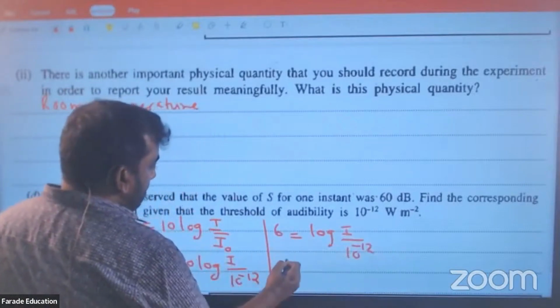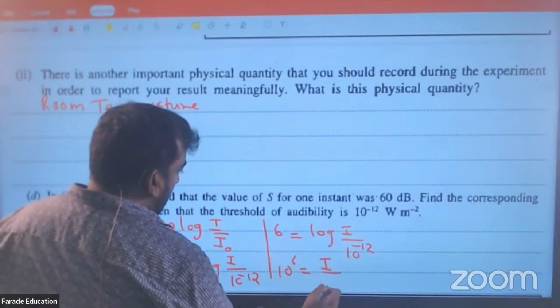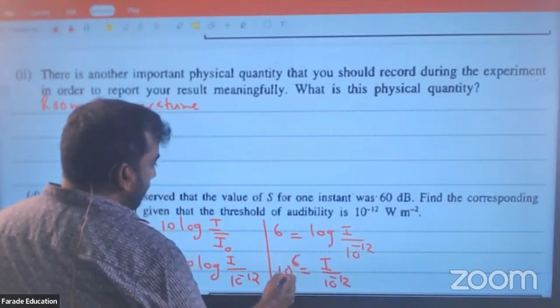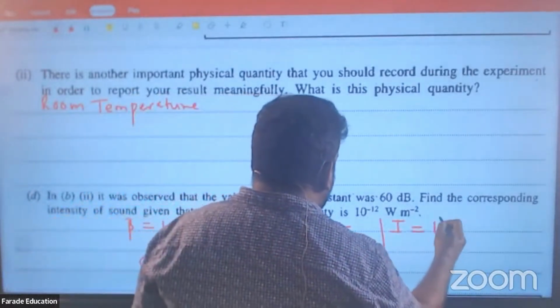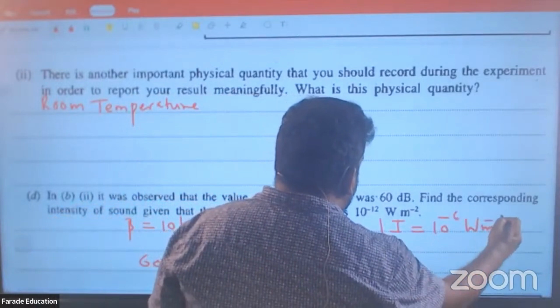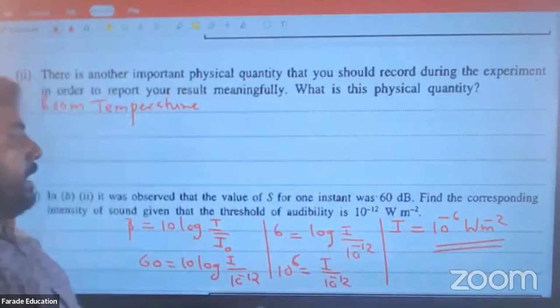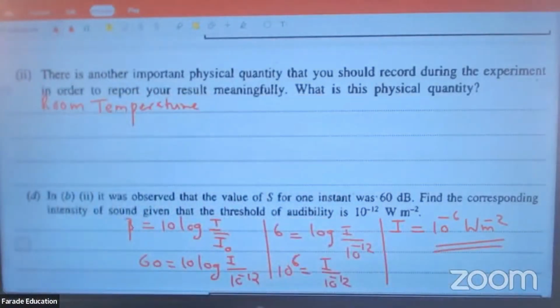6 equals log of I over 10 to the power minus 12, so I over 10 to the power minus 12 is 10 to the power 6. Cross multiply. I is 10 to the power minus 6 watt per meter square. That is your intensity.